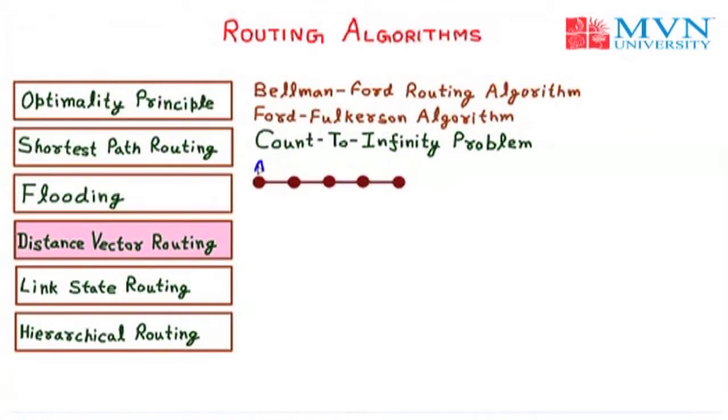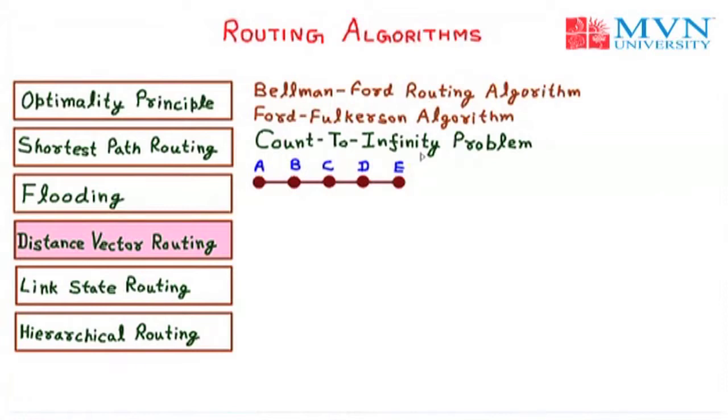The first is A, then B, C, D and E. In the shortest path routing, we have discussed the number of hops. Number of hops is equal to number of routers. So let us suppose A will start the communication.